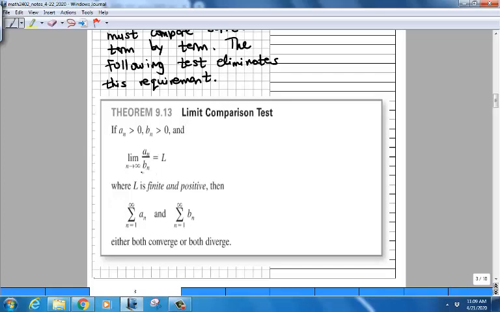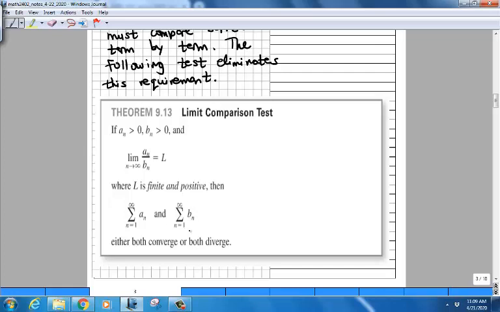It turns out that when you compute this limit, if this limit turns out to be finite, so not infinity, but positive, it cannot be 0, so if it turns out to be something between 0 and infinity, then guess what? That means that either both of the series converge or both of the series diverge. Let me repeat that. Again, this is another comparison test between two series. So you have a new series that you don't know much about, but you have a pre-existing series that you do know about its convergence or divergence.